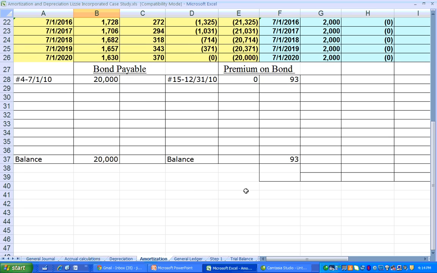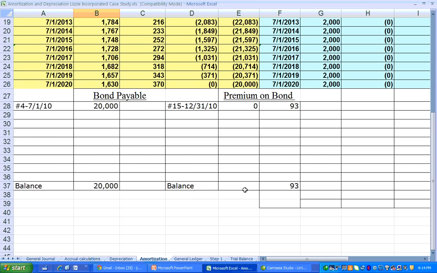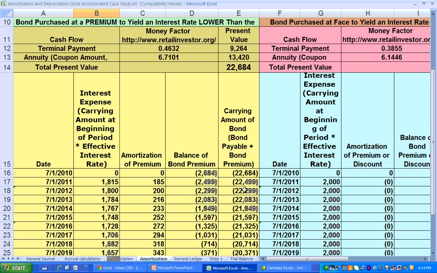What you'll see in the general ledger is the two different accounts, one for the bond payable and one for the premium. And at July 1st of 2010, the balance would be $22,684. So let's go on down the amortization schedule. We prepared this for all 10 years. We're using the effective interest method.